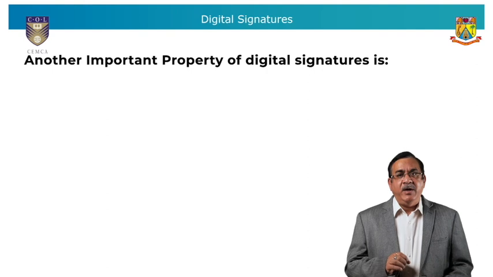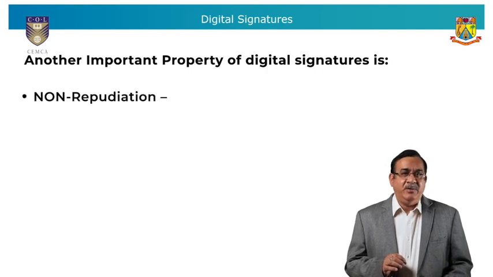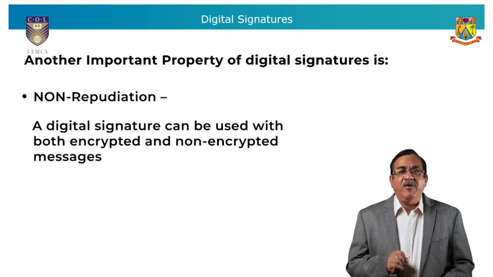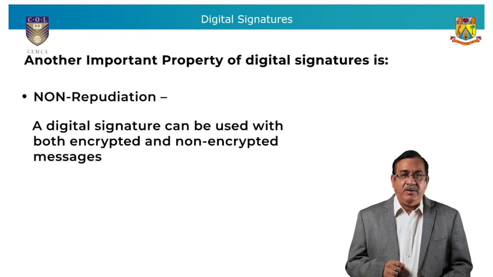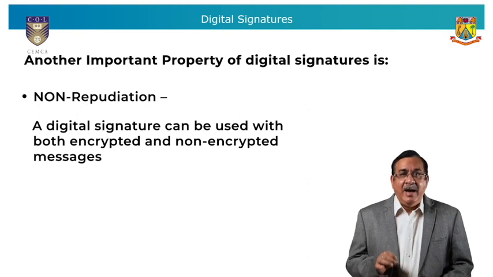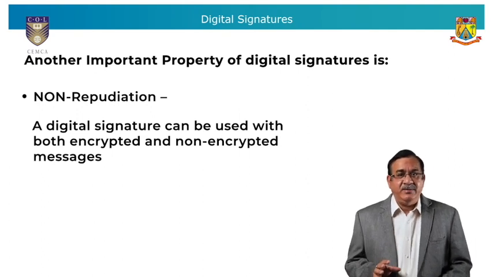One important property of digital signatures is non-repudiation. And what is it? A digital signature can be used with any kind of message, whether it is encrypted or not. This, in turn, helps the receiver to be sure of the sender's identity and that the message arrived intact. Digital signatures make it difficult for the signer to deny having signed something, assuming their private key has not been compromised, as the digital signature is unique to both the document and the signer, and it binds them together. This property is called non-repudiation.